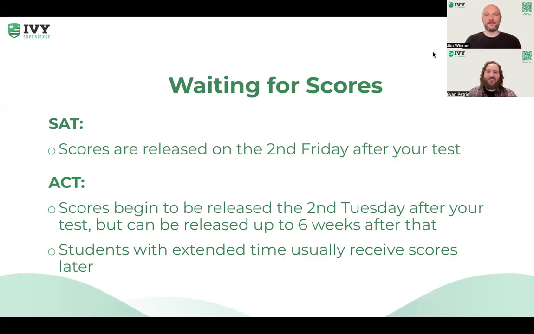In terms of when you're going to get scores back from those tests, scores for the SAT are released on the second Friday after the test, so a little under 2 weeks after you test. With the ACT, scores begin to be released the second Tuesday after the test, but it may take up to 6 weeks after that to receive them, especially if a student receives extended time. It may take longer for them to receive their scores.